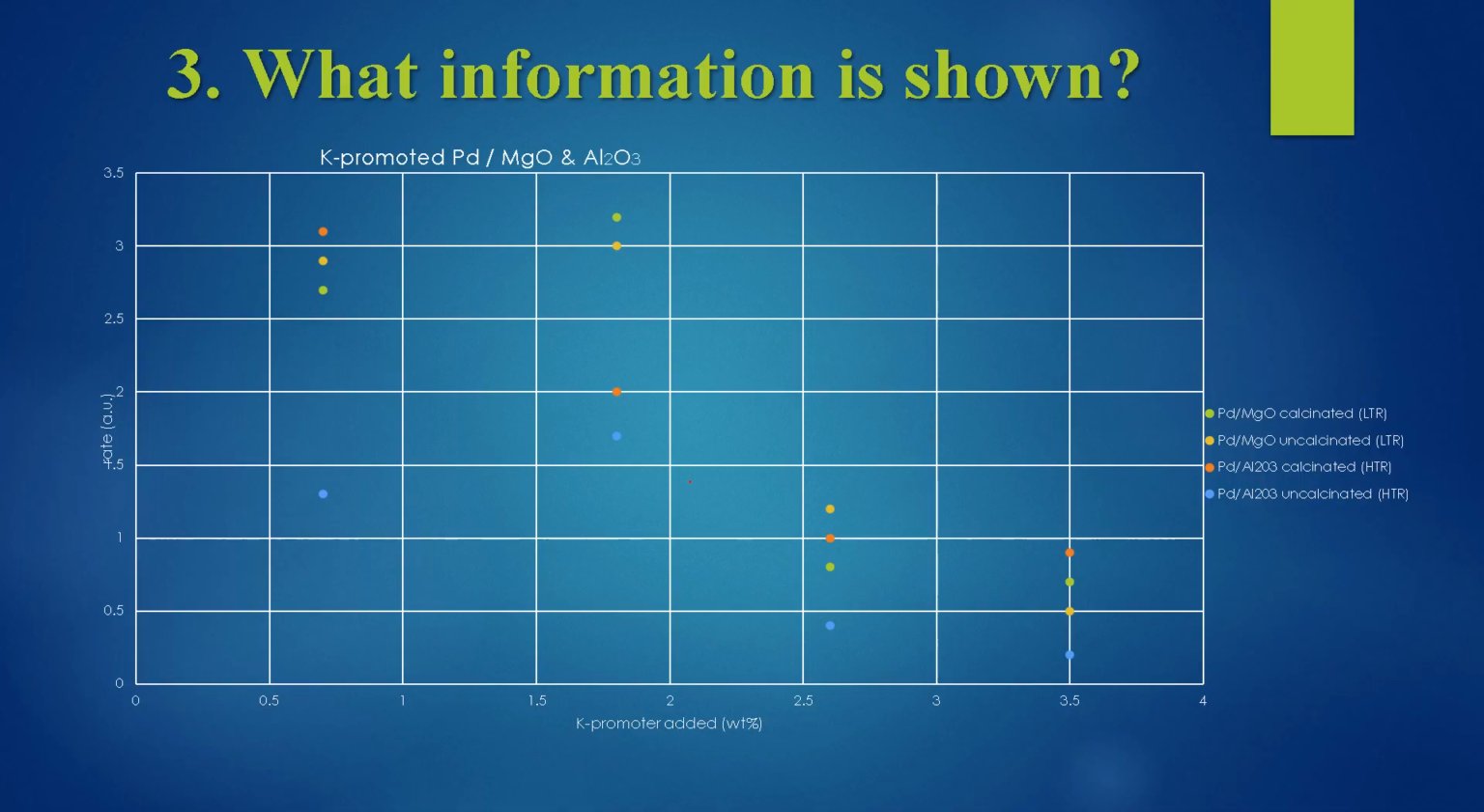On the y-axis on the right, we now have 4 categories, which is more clear. We have a Pd/MgO calcinated, or LTR, and we have a Pd/MgO uncalcinated, LTR. So now we know there's a calcinated and uncalcinated version of MgO. And the same seems to be very clear for the Pd/Al2O3, calcinated and uncalcinated version in an HTR. This is an improvement, but of course this should be larger and clearer.